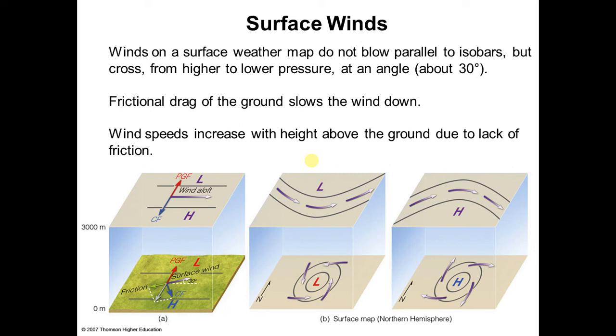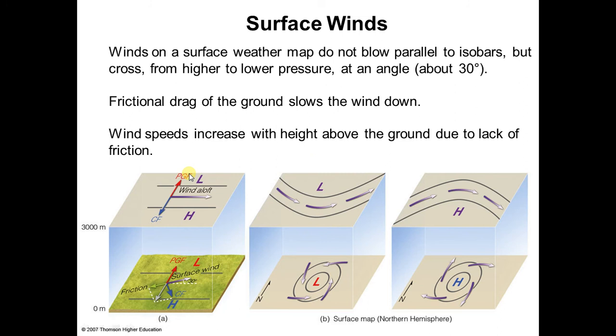The angle is greater over rougher surfaces and less over the ocean. So actually the ocean is very smooth, and so there's not nearly as much friction over the ocean compared to land. So over the ocean, the winds are closer to geostrophic or gradient. Frictional drag of the ground slows the wind down. That rhymes. Wind speeds increase with height above the ground due to a lack of friction.